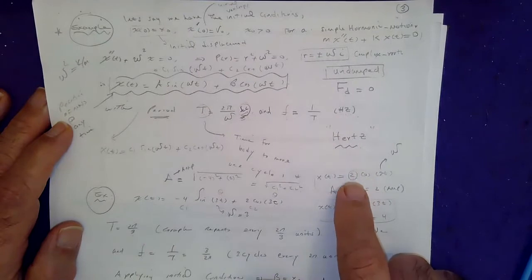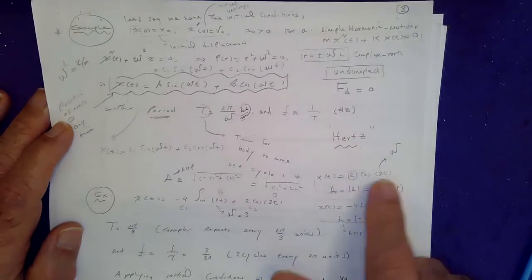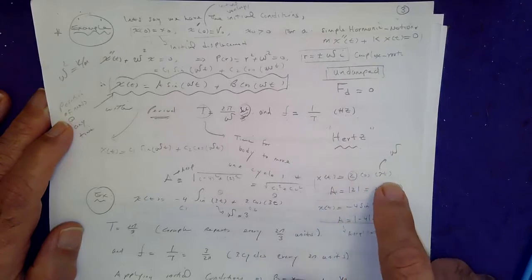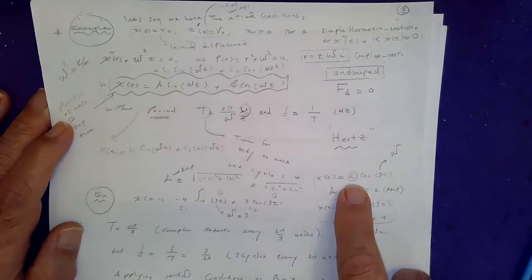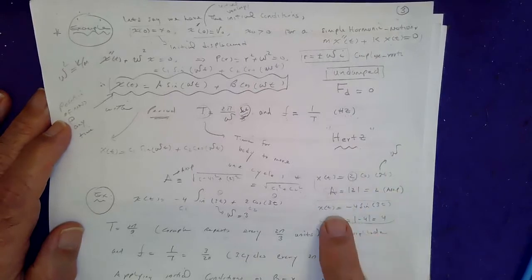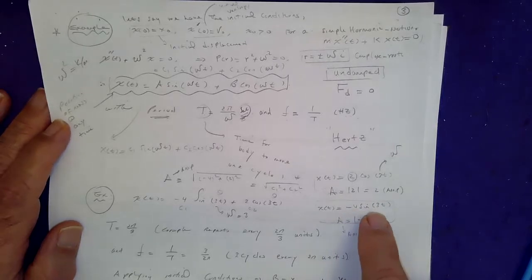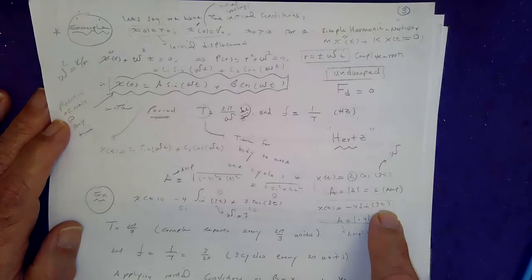However, if you only have one term, that means one trig function, like let's say 2 cosine of 3t, then the amplitude is the coefficient of the cosine, okay? And amplitude cannot be negative. So in this case, if you have negative 4 sine 3t, the amplitude is what? 4.